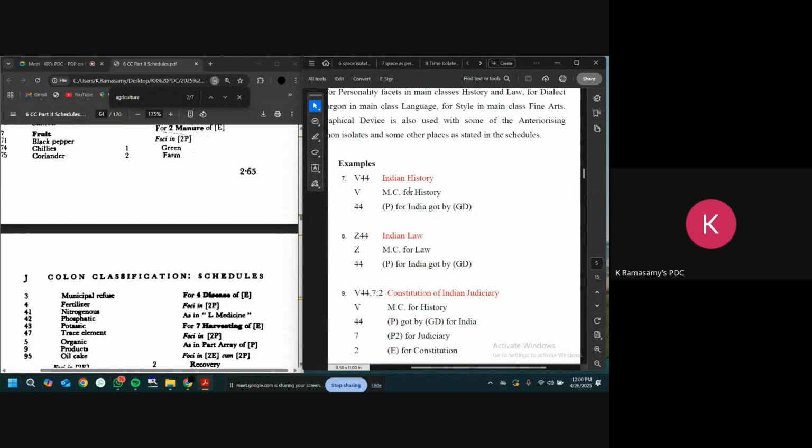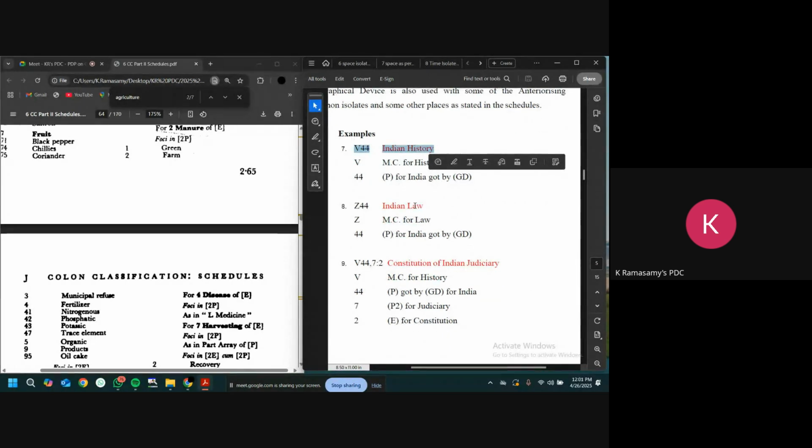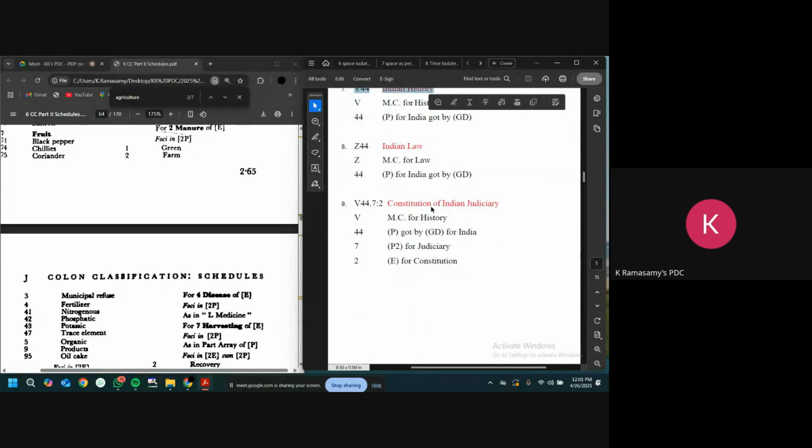For example, if you want to write the number for Indian history, please don't write V.44. That is wrong, because space is used as personality in the main class history. So what is the answer? V44 stands for Indian history. That means space isolates are used for officiating the personality isolates in history and personality isolates in law. Are you getting the point? Space can be used for these purposes.